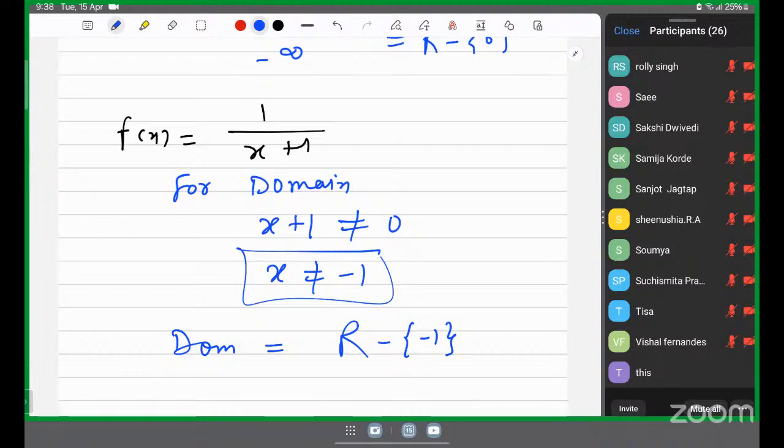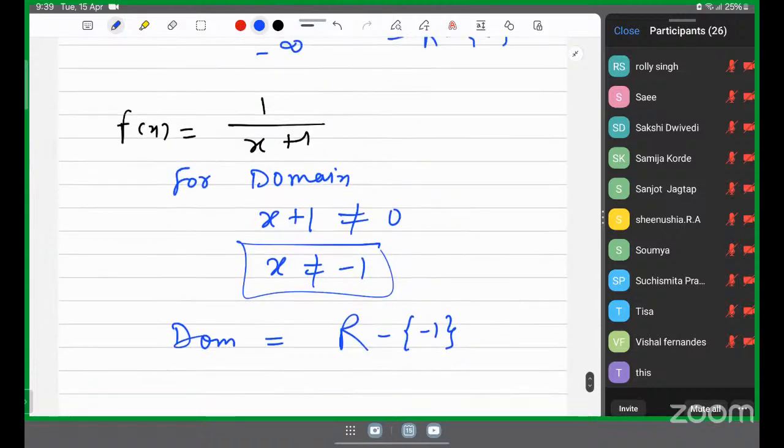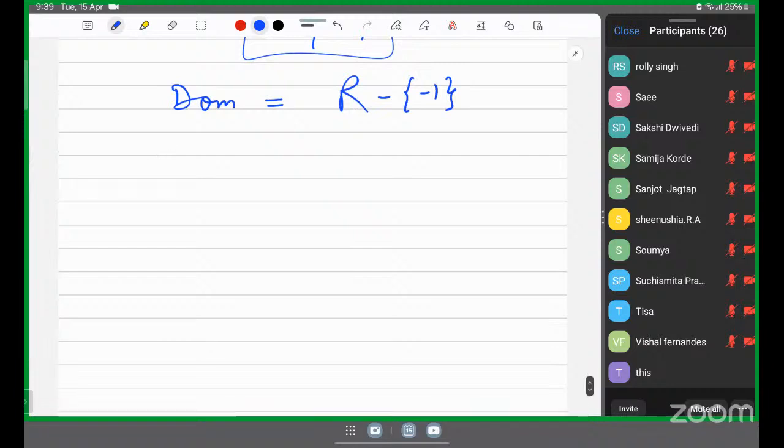What do you think about its range? Could it attain a positive value? Will it take positive values for certain inputs? Yes or no? Yes. Will it take negative values? Except minus 1, it will take all positive reals, and will it take 0? Really? Is it possible that it will be 0? Let's say it is 0. So 1 will be equal to 0. Is it possible?